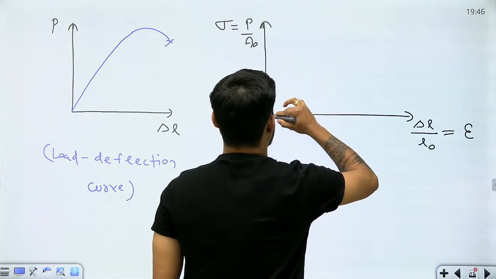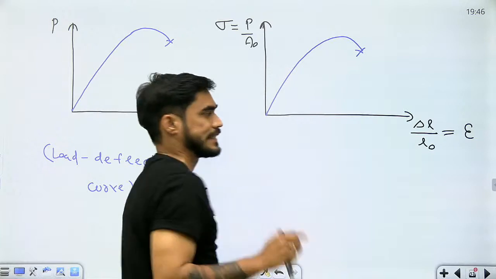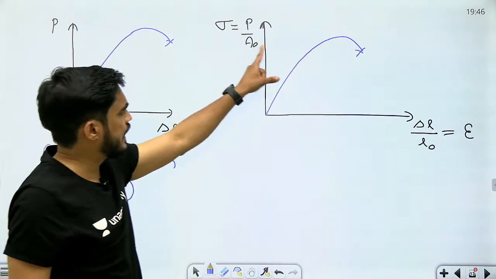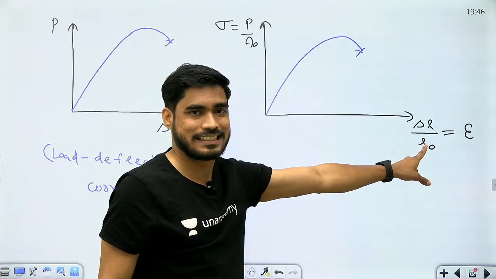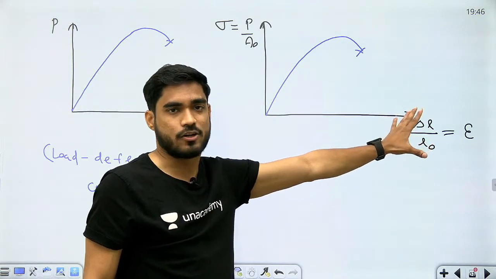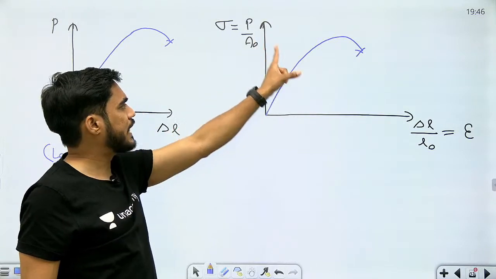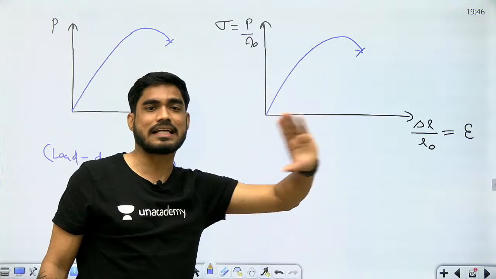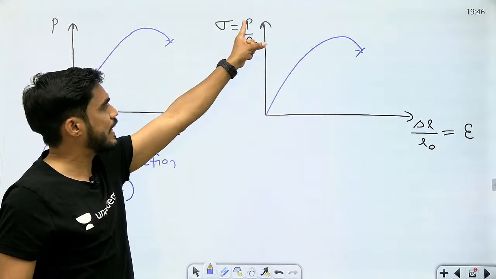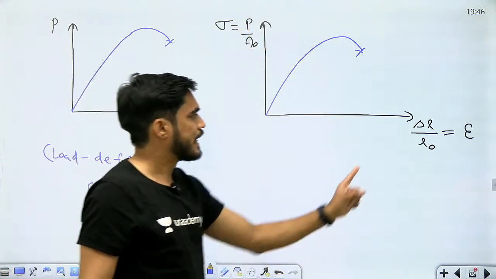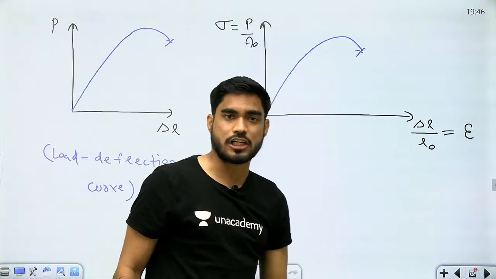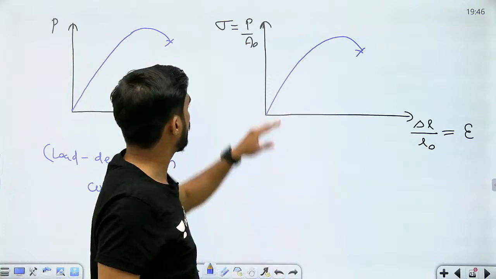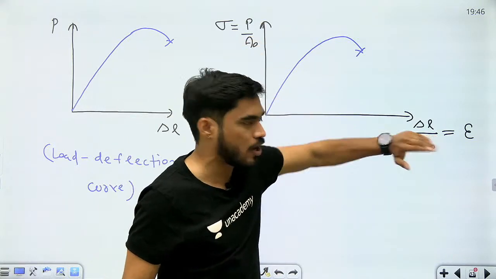The load deflection curve is converted into stress strain curve. Now understand this thing. The original area and the original length are constant values, right? So your P is changing, your delta L is changing, but your original area and original length are constant. So your sigma is directly proportional to P and your delta L is directly proportional to epsilon, because these things are constant. A naught is constant, L naught is constant.